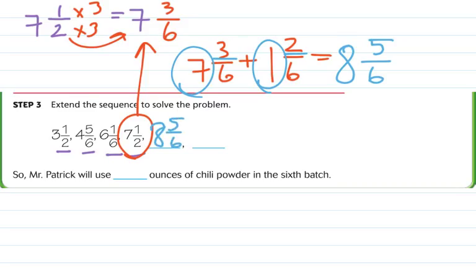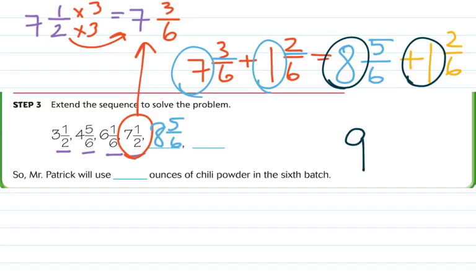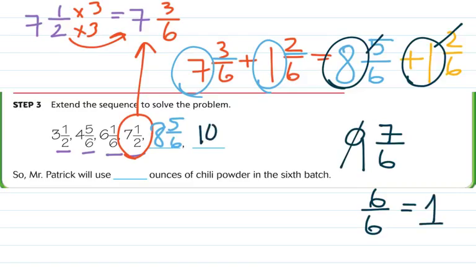Again, boys and girls, our rule is to add 1 and 2/6. So I'm going to add my rule 1 and 2/6 again. We get 8 plus 1 is 9. And then we have 5 plus 2 would be 7/6. Now, boys and girls, we know that once we get past 6/6, we're going to trade for 1 whole. So this 9 becomes a 10, and we have 1/6 left over. So Mr. Patrick will use 10 and 1/6 ounces of chili powder in his 6th batch.